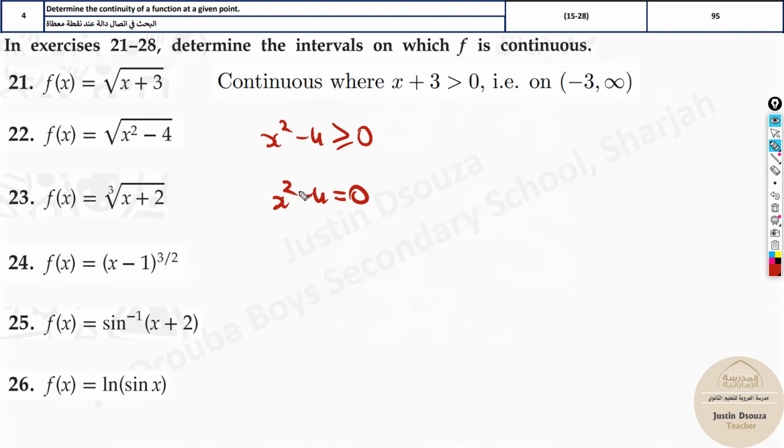You can use the quadratic mode in your calculator and solve, but since this is a perfect square, I'll just take 4 to the other side and now take square root on both the sides. What am I going to get? I'm going to get x equals plus or minus 2. So this is the answer.